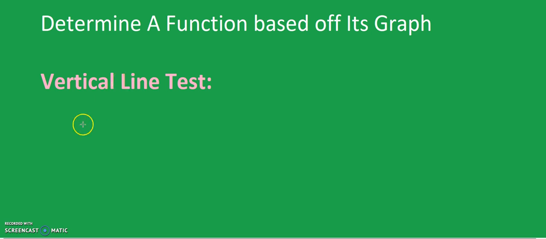Now the vertical line test, the way it works is I just draw a vertical line, and then I'm going to take that line and move it across my graph from left to right. As long as the graph intersects this vertical line only once at every point, then it is a function. If at any point I have two points on the graph on the vertical line, that's going to give me not a function. So let's look at some examples of using the vertical line test.